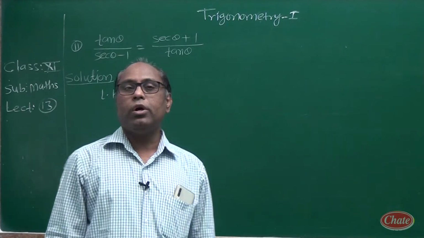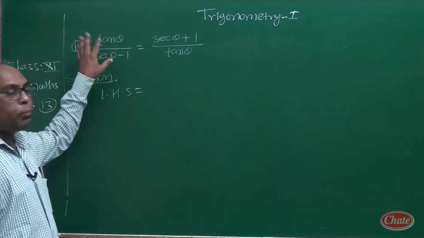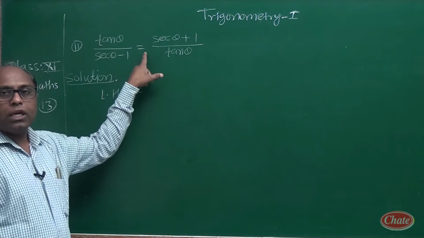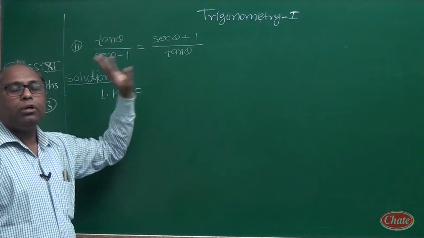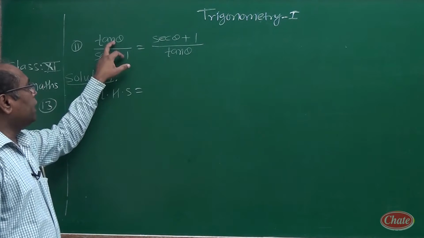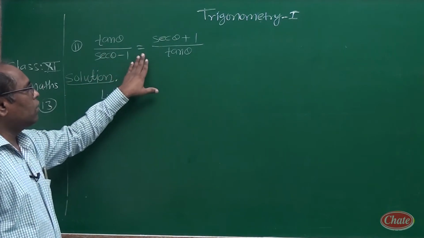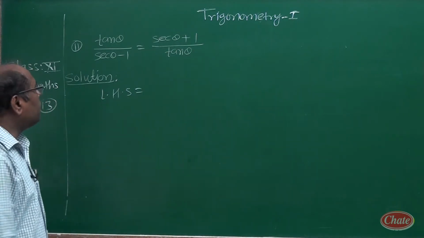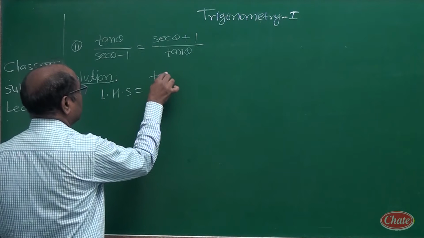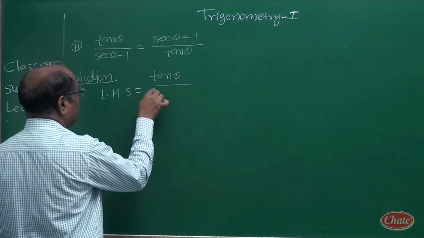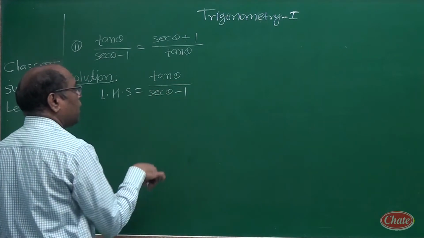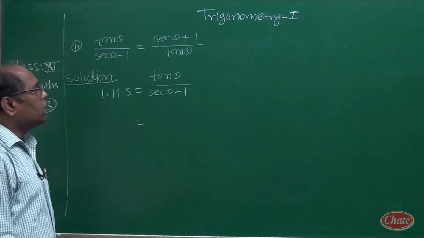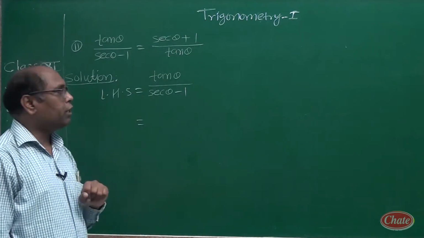Okay students, now here is the next question. We have to prove that tan theta upon sec theta minus 1 is equal to sec theta plus 1 upon tan theta. So take the left hand side here. What is the left hand side? Tan theta divided by sec theta minus 1. Now that is equal to, what is RHS? Sec theta plus 1 upon tan theta.